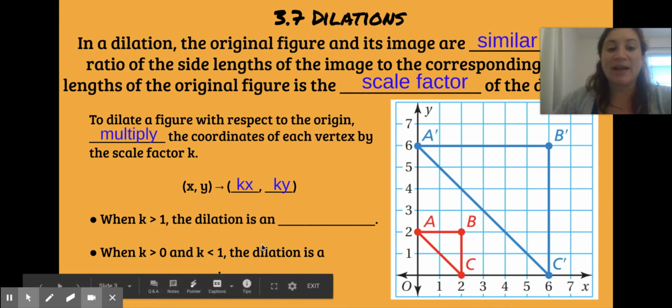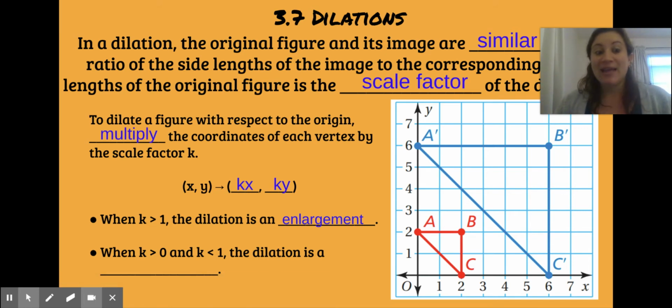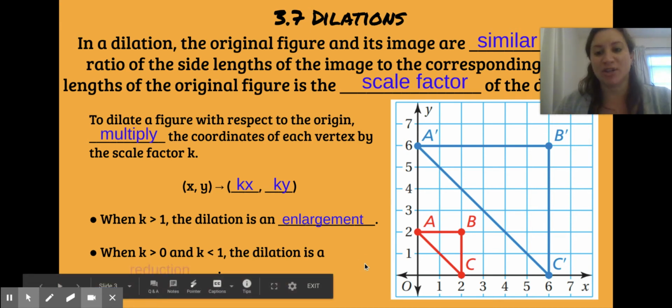When that scale factor is greater than 1, the dilation gets bigger and is called an enlargement. When the scale factor is greater than 0 but less than 1, so we're thinking numbers like a half, a fourth, an eighth, fractions that exist between 0 and 1, the dilation will get smaller, and it's called a reduction.